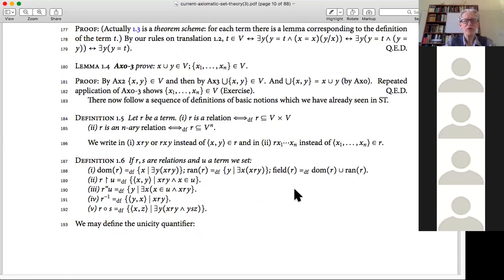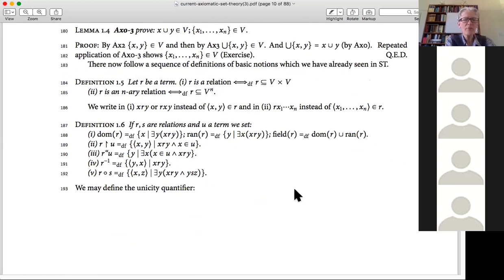So definition 1.6 is now just saying perhaps some more well-known things in part 1. The domain of the relation is the set of first coordinates of the ordered pairs in R. The range of the relation is the collection of second coordinates, the things where something pairs up with it. The field is everything that's in the domain or the range.